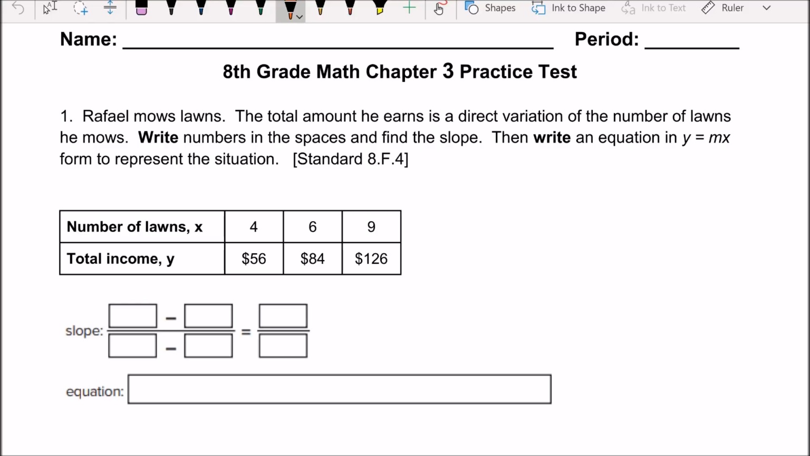Today we're going to go over the Chapter 3 Practice Test. Make sure you make a flashcard and study for your test. This time make sure you write your name on the flashcard. You're going to earn extra points when you turn that in. And staple the flashcard with your test when you turn it in.